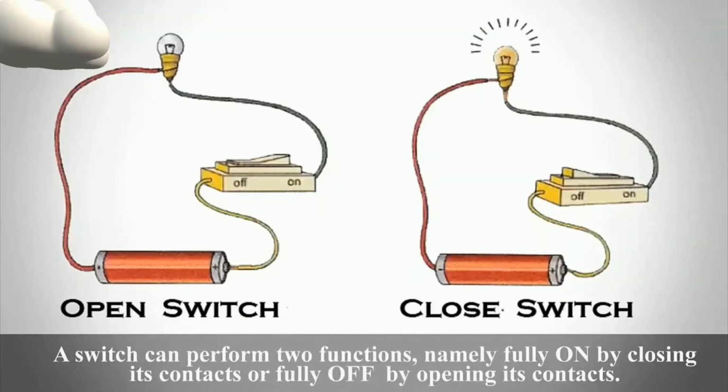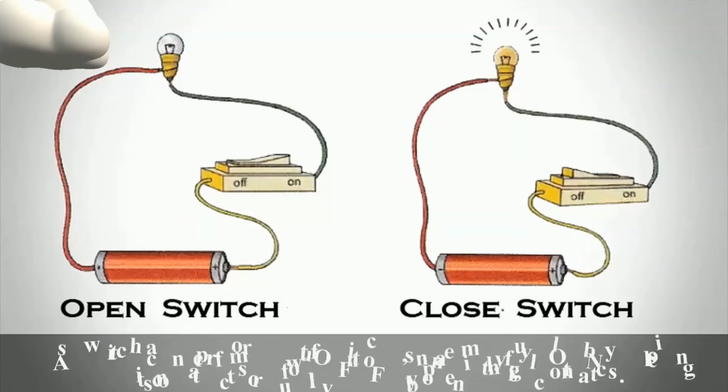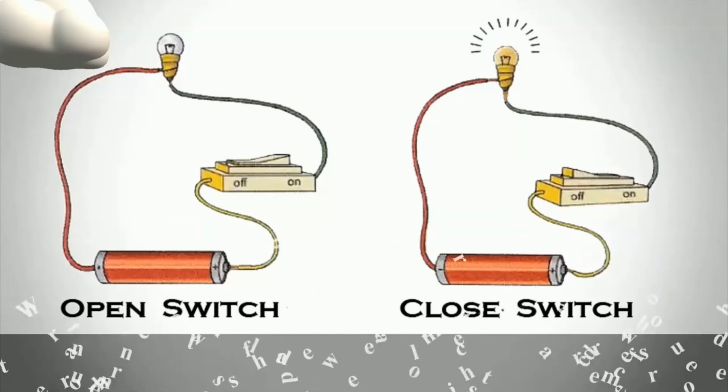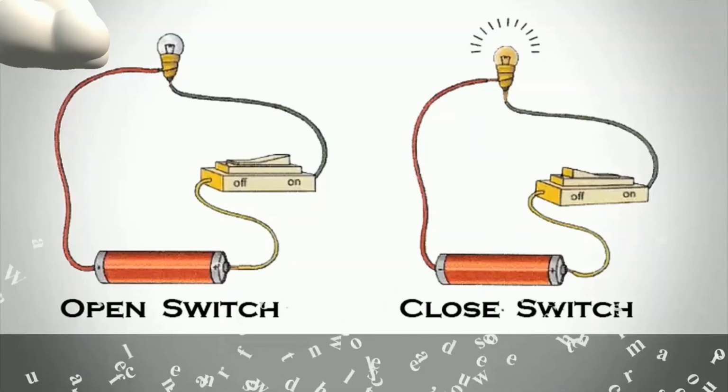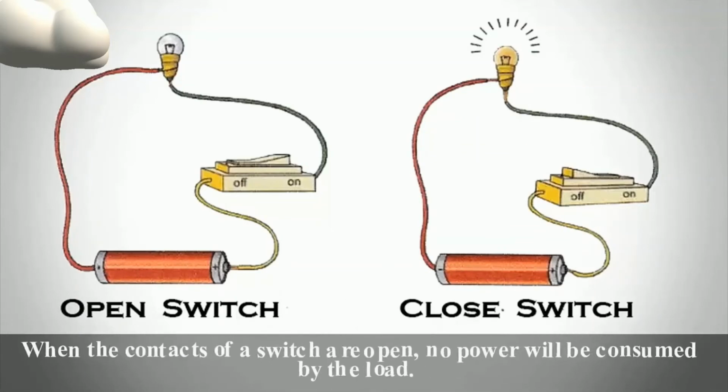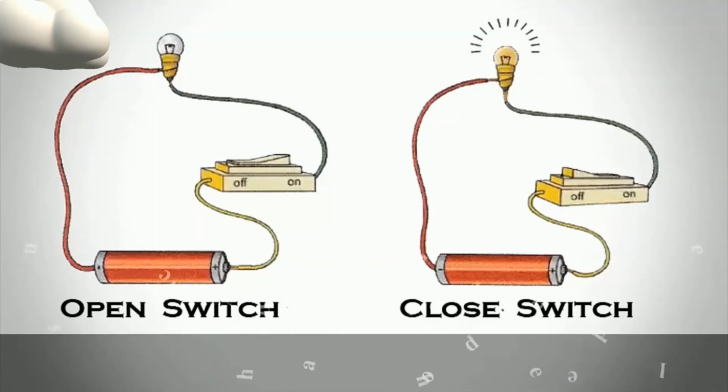Basically, the circuit shows the switch can perform two functions, namely full on by closing its contacts or fully off by opening its contacts. So it is used for on and off purposes. When the contacts of the switch are closed, the switch creates a closed path for current flow, and hence the load consumes power. When the contacts of the switch are open, no power will be consumed by the load.